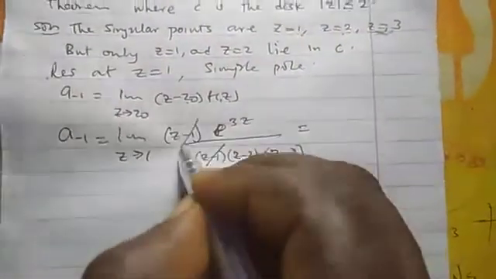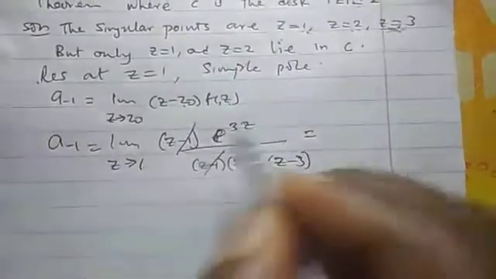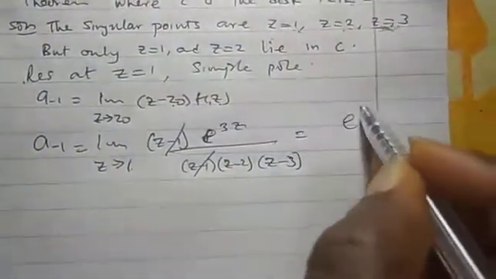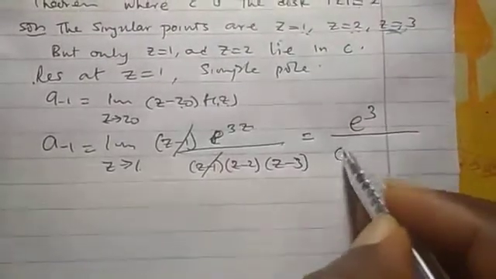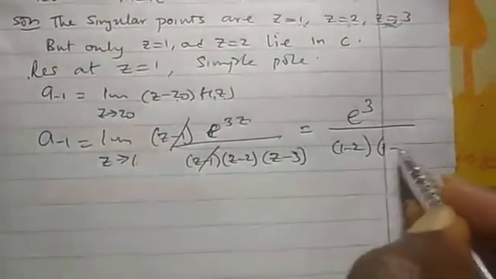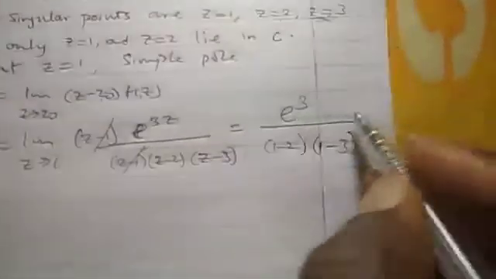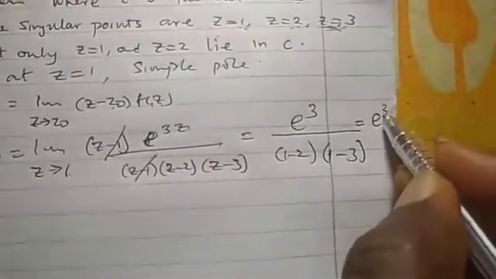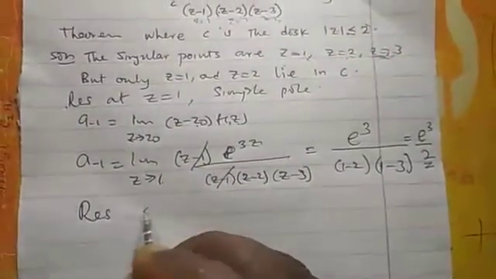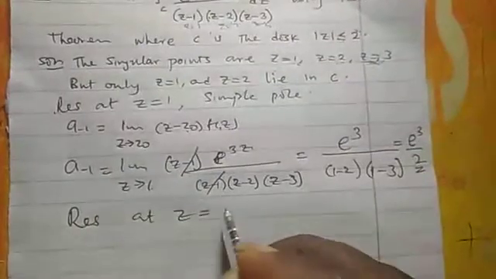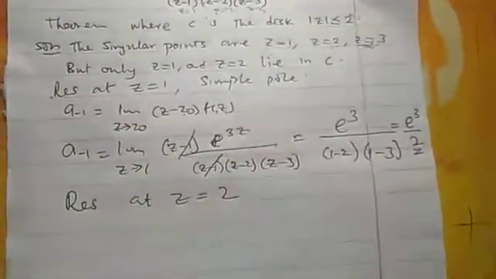Now, this one cancels this. Now I can put z to be 1. That will be exponential 3 divided by, anywhere you see z, you put it as 1. This is 1 minus 2, 1 minus 3. So finally our answer is exponential 3 divided by 2. Now we can do the second one, the residue at z equal to 2.